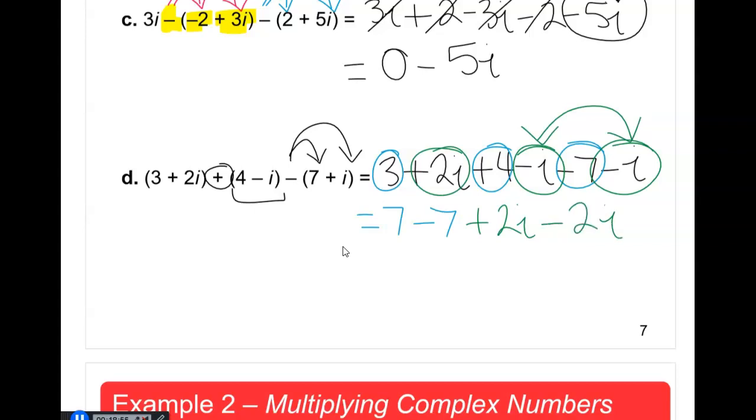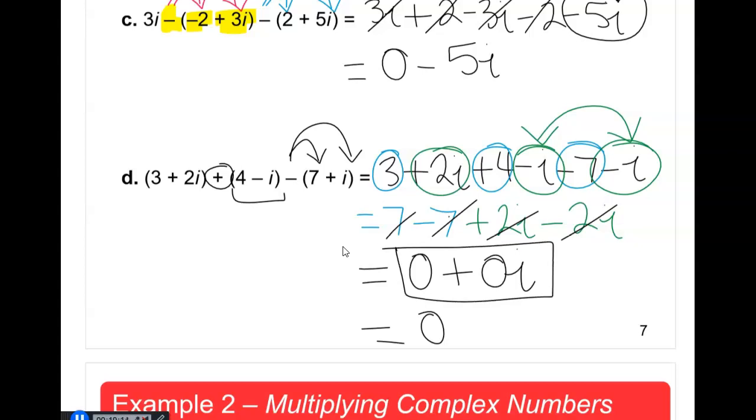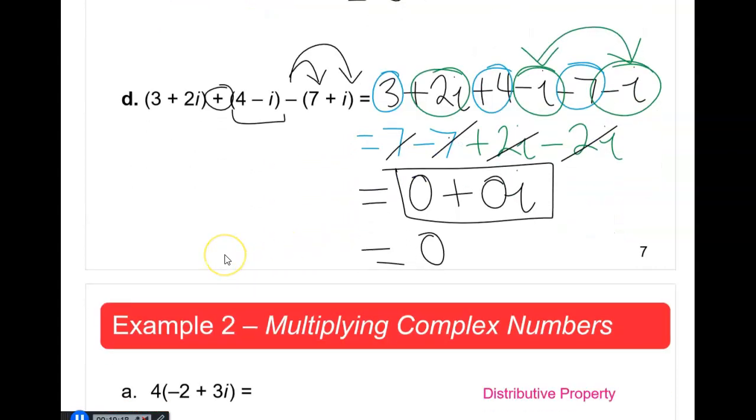Now you can see how this expression will just turn into 0. So we have 0 for the real part and then 0 for the imaginary part. So if you enter 0 for your answer and it counts it wrong, perhaps you might have to enter it in standard form like that. It's just how WebAssign works.